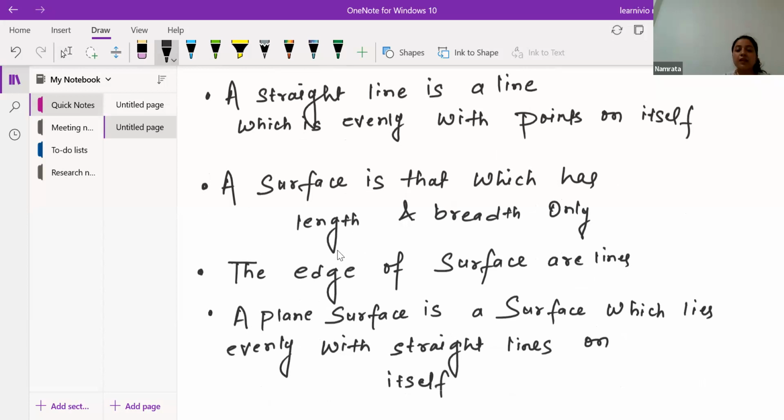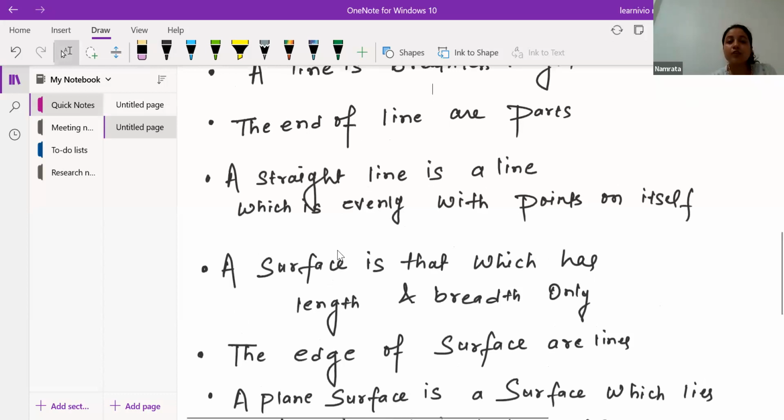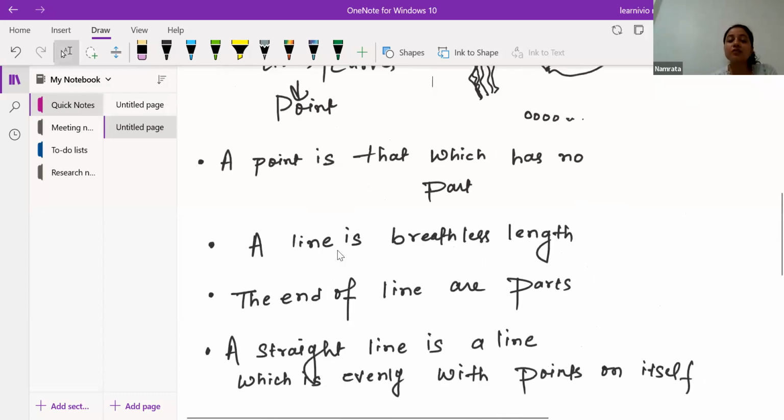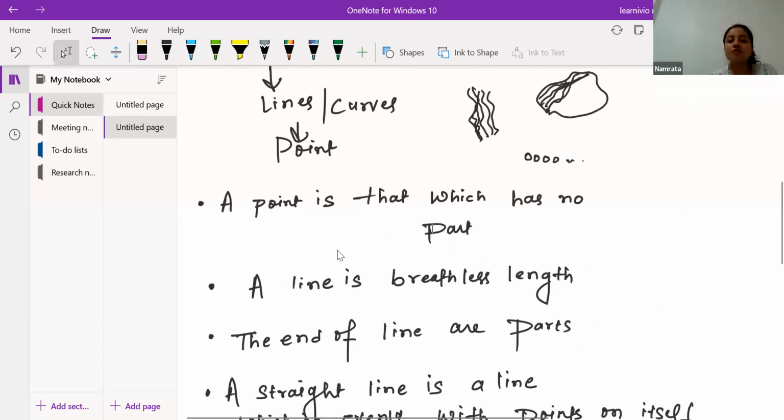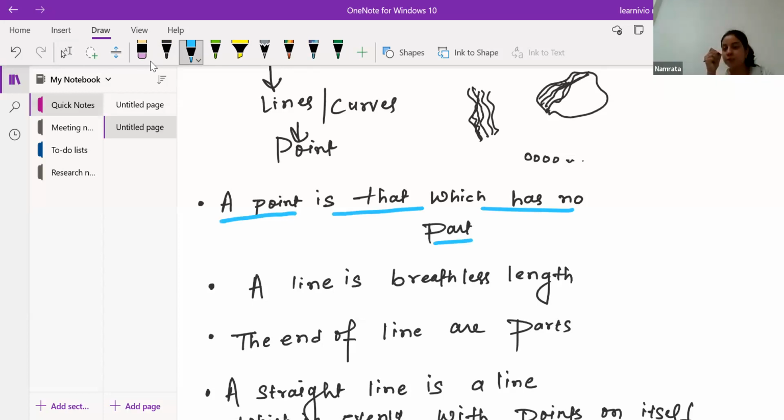Let's see the definitions. When you go through the definitions, you will find that such obvious things are written here. The first definition, let me take another color. Here it says a point is that which has no part. So whenever you take a very sharp pencil or pen and give a dot, a point, very sharp, I am talking about a very sharp pen or pencil, and just give a dot.